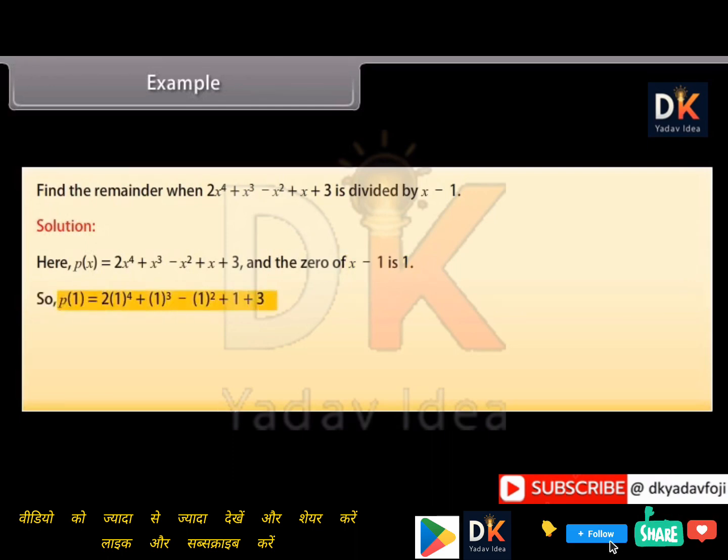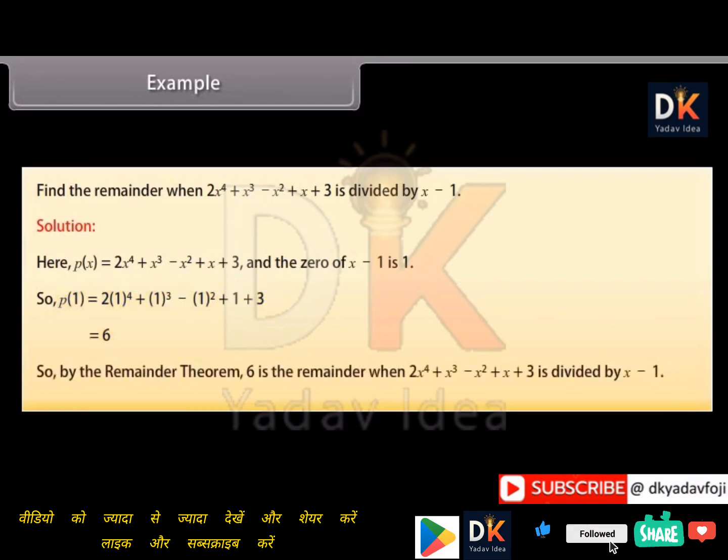So, p(1) = 2(1)^4 + 1^3 - 1^2 + 1 + 3 = 6. So, by the remainder theorem, 6 is the remainder when 2x^4 + x^3 - x^2 + x + 3 is divided by x - 1.